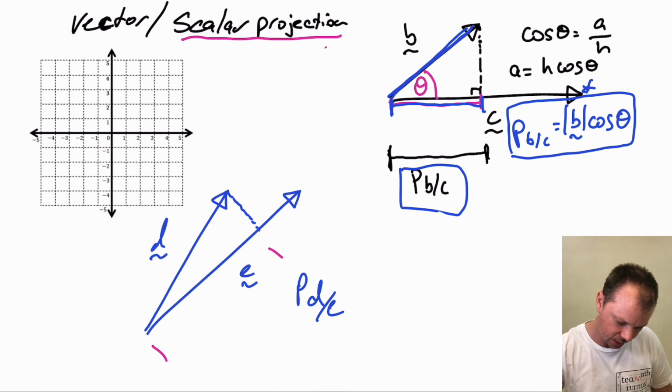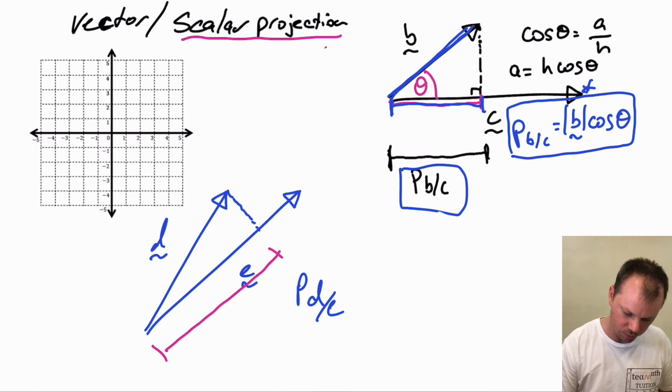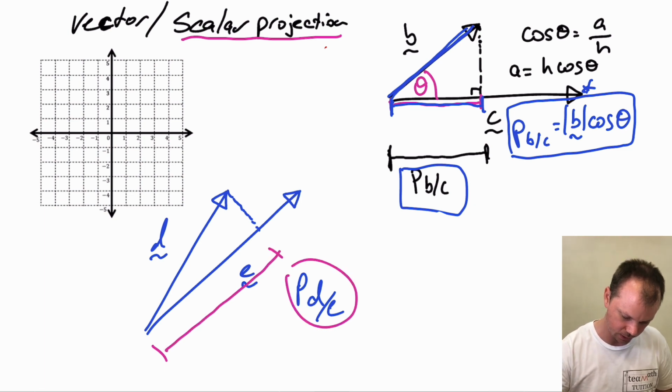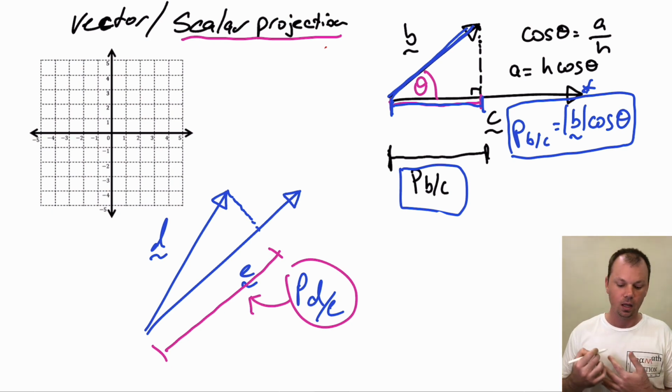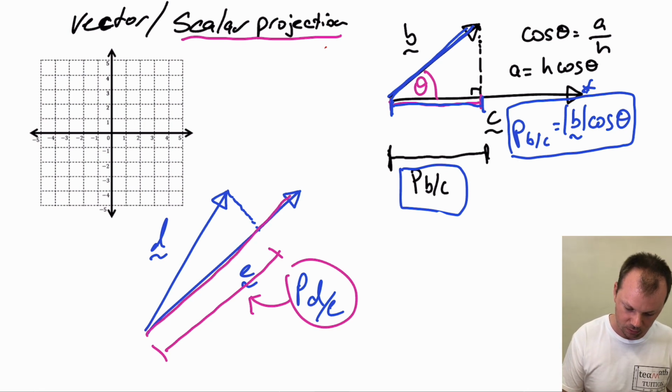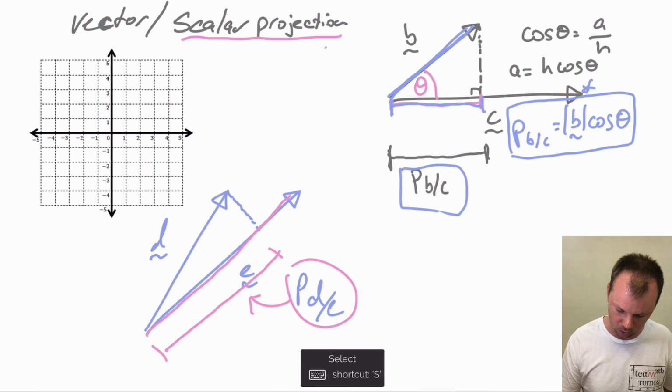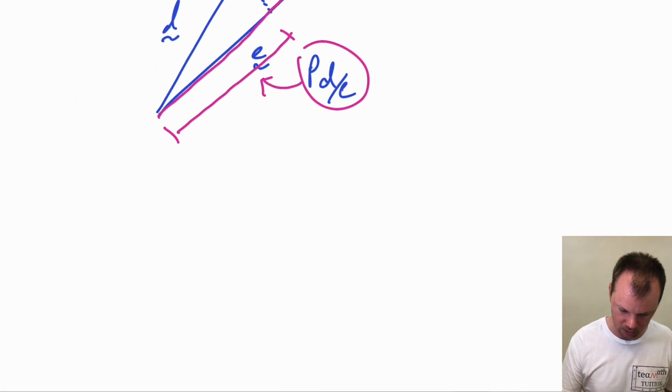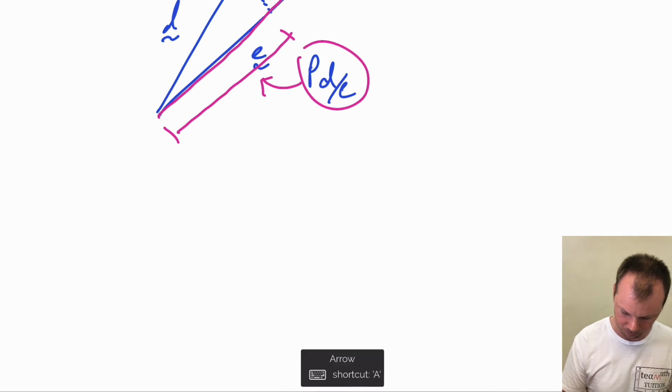And this length here is the projection of D on E. So this refers to this length here. The projection doesn't even need to be as long as this vector. It can be shorter than the vector. So if I was to draw, let me do another one just so it's very clear.